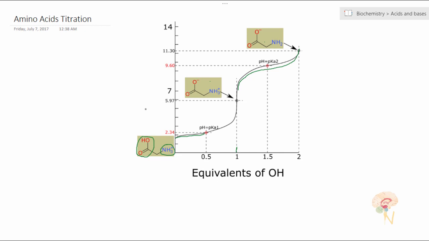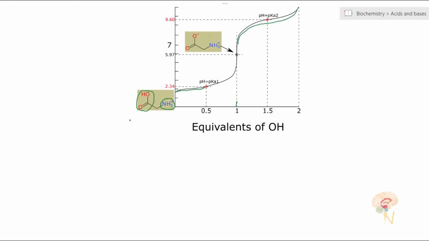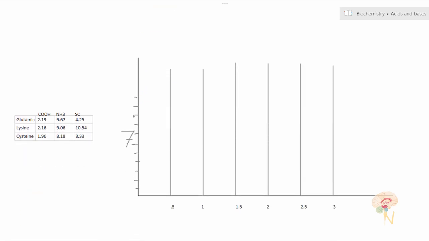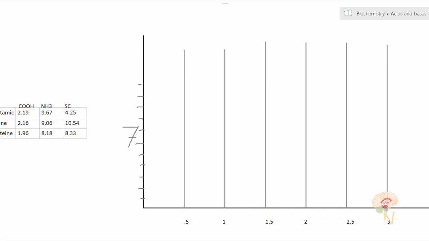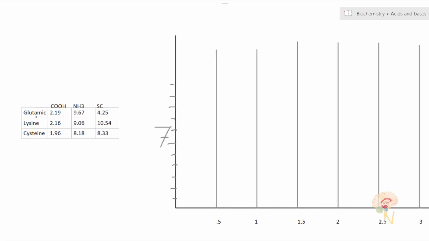Now let's move down and draw some of them so you understand it more. Then we will solve some problems as we are drawing. The first one we will draw is that of glutamic acid. Glutamic acid has three pKa's. The first one for COOH, the next one for NH3, these are alphas, and the last one is for the carboxylic acid in the side chain. We have the values. Let's draw it.